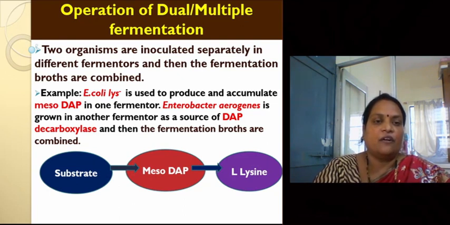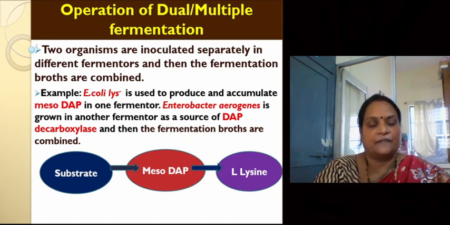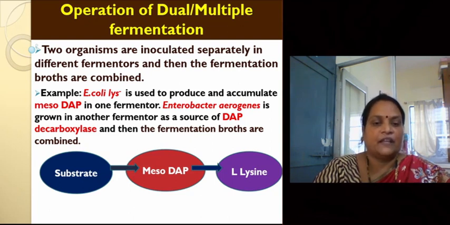In the third way of operation of dual or multiple fermentation, two organisms are inoculated separately in different fermenters, and then the fermentation broths are combined. An example is L-lysine fermentation, dual fermentation of L-lysine. Here we use two organisms. One is E. coli lysine auxotroph, that means E. coli that is unable to produce L-lysine. And the other organism is Enterobacter aerogenes.